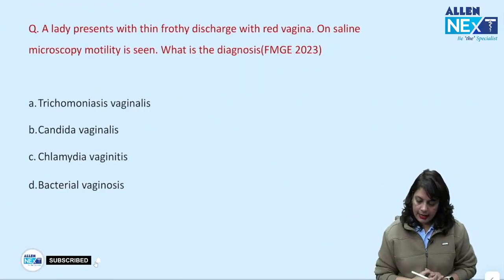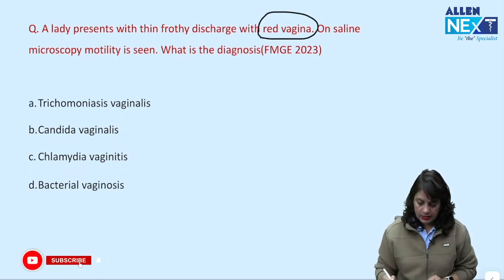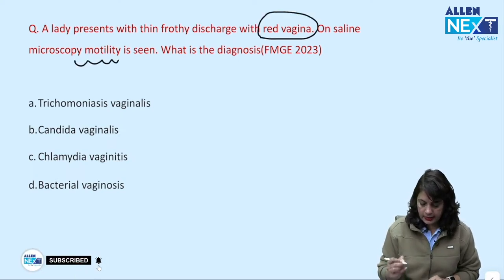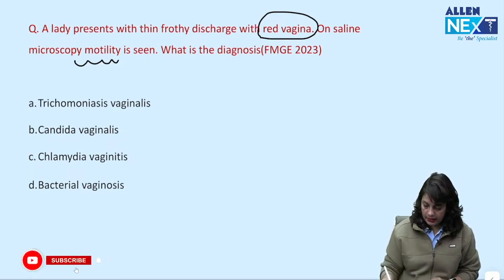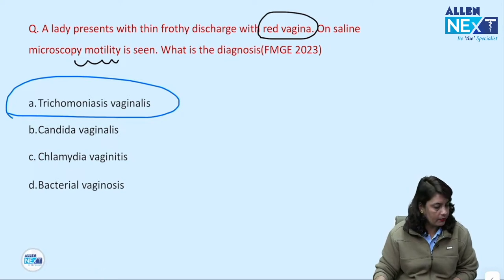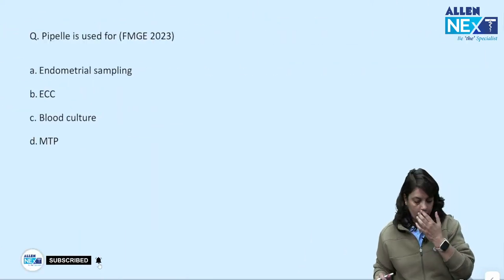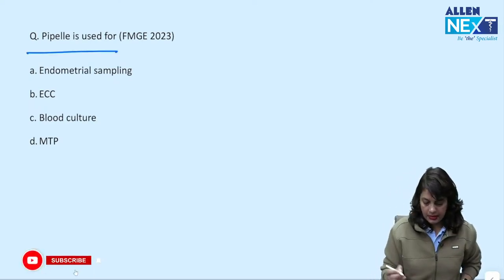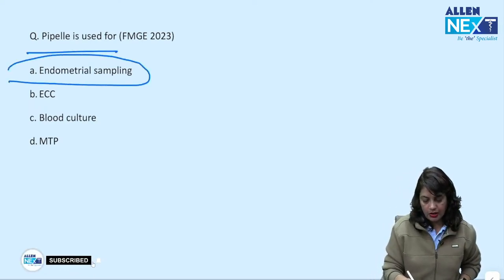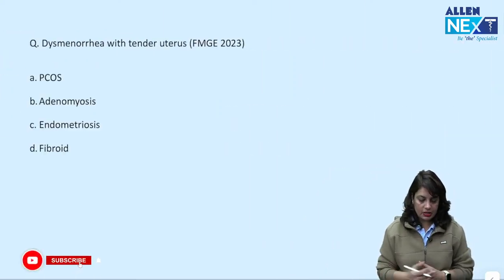Next, a lady presents with thin frothy discharge and red vagina. Saline microscopy, motility is seen. What is this motility? This is a Trichomonas vaginalis infection. Okay. So I am taking up some of the latest questions so that you know what type of questions are being asked. Pipelle is an instrument used for endometrial sampling. I have already discussed. So I am just winding up this session.